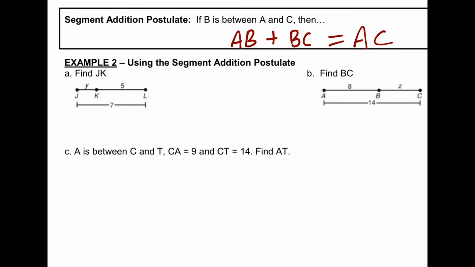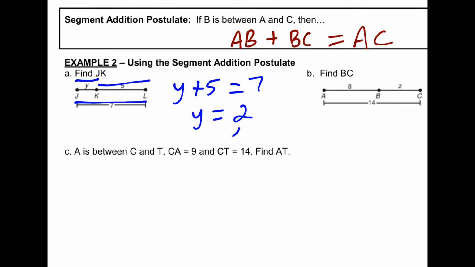The segment addition postulate, just being something that is true, says that if you add together segments AB and BC, you get the full segment AC. So two parts of a segment, when you add them up, they equal the whole. Using this idea, you can figure out that one part, y, plus another part, 5, is equal to the whole, 7. If you solve, y is equal to 2, and that's what JK is, 2.